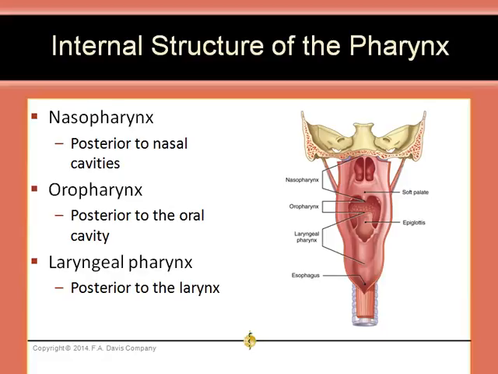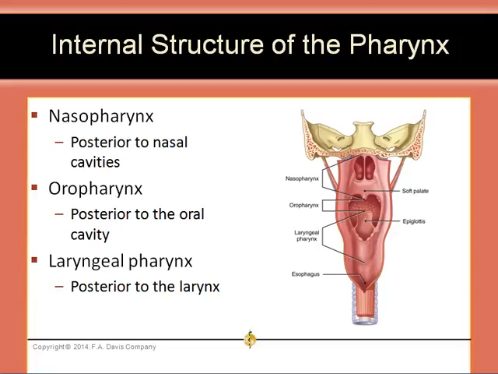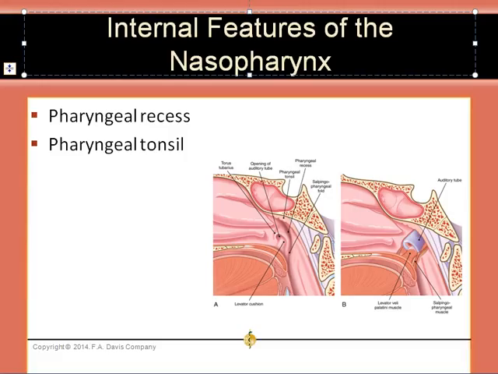The nasopharynx is separated from the oropharynx by the soft palate. The nasopharynx is separated from the laryngeal pharynx by the epiglottis. The nasal cavities are separated from the nasopharynx by the choana. The pharyngeal tonsils are located in the pharyngeal recess of the nasopharynx.